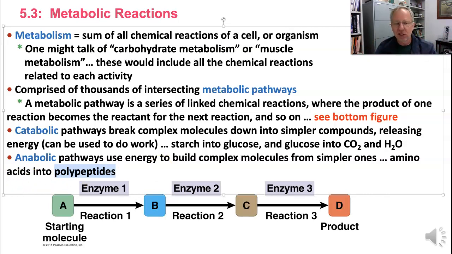So this slide finishes up those that we're looking at in part 1 of this chapter. We have introduced what energy is, coming in the form of kinetic or potential. We have reviewed thermodynamics, the first and second laws of thermodynamics. Energy can't be created or destroyed, and heat energy is always released anytime there is an energy transformation. We looked at exergonic and endergonic reactions, those that release usable energy and those that absorb it.